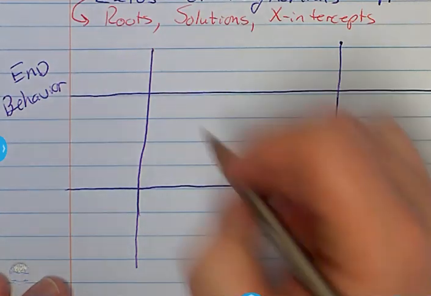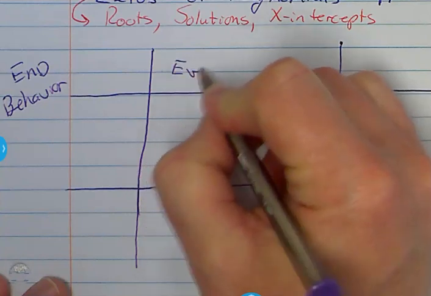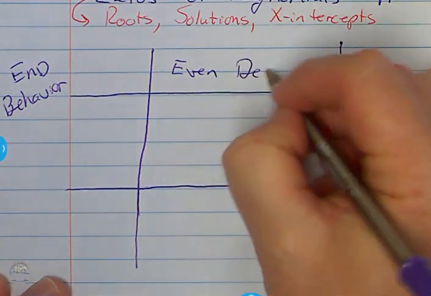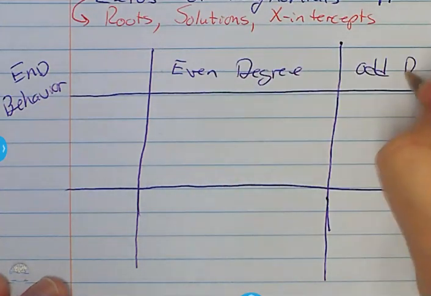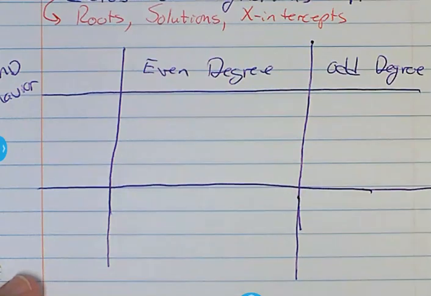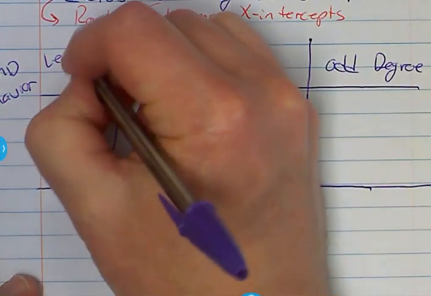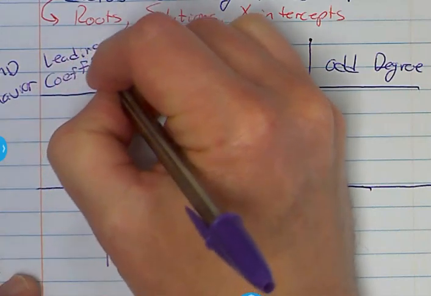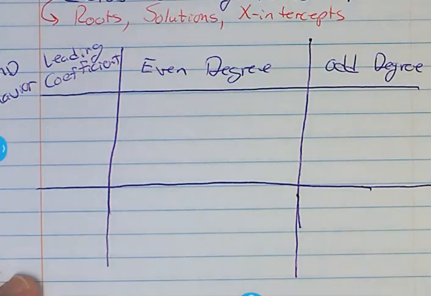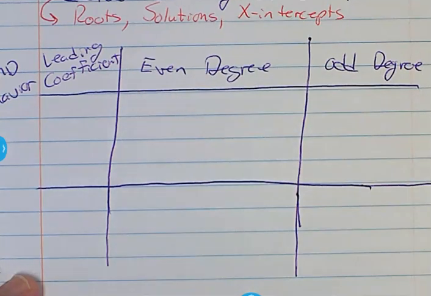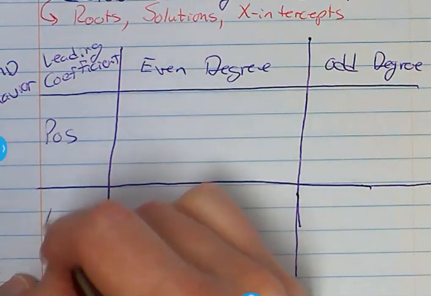But if the powers were even, so either even degree or odd degree. And again, degree was the highest power of whatever the exponent was, the leading coefficient. Okay, so we talk about the leading coefficient. It's either got an odd power or it's got an even power. So even degree or odd degree. And then from that part of it, it was either going to be positive or negative.